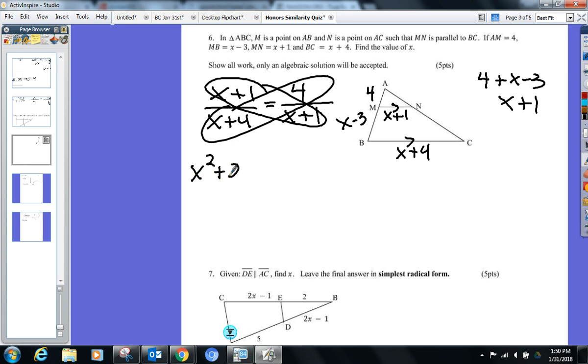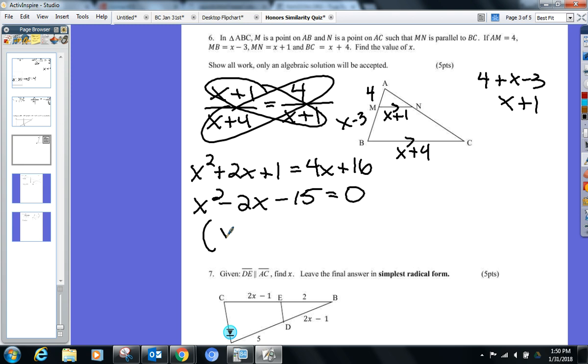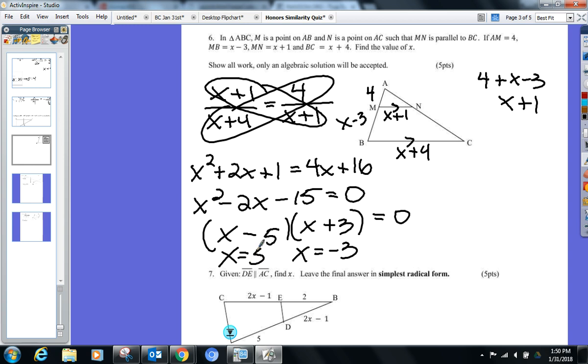X squared plus 2x plus 1 equal to 4x plus 16. That's what you get when you end up cross multiplying. Move everything over, get it equal to 0. X squared minus 2x minus 15 equals 0. Two numbers that multiply to negative 15 but add to negative 2, that would be minus 5 and plus 3. X equals negative 3. X equals 5, but what does this problem contain?